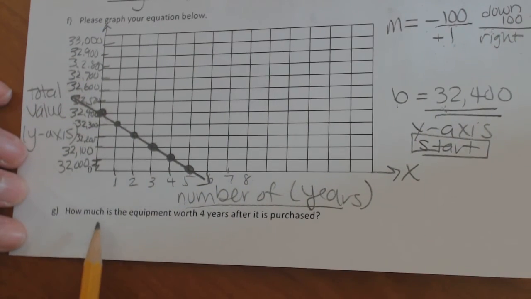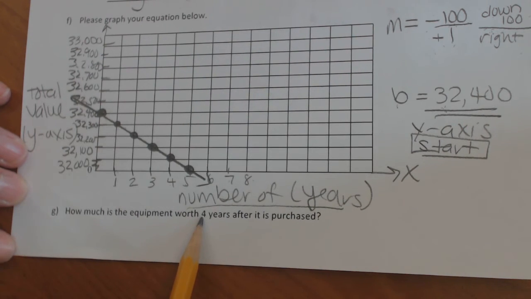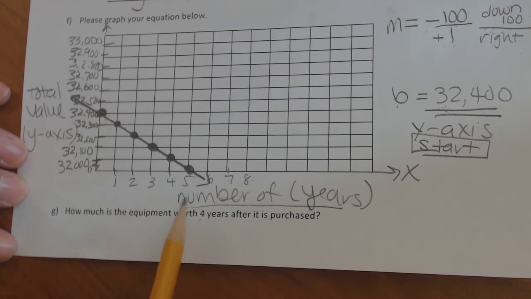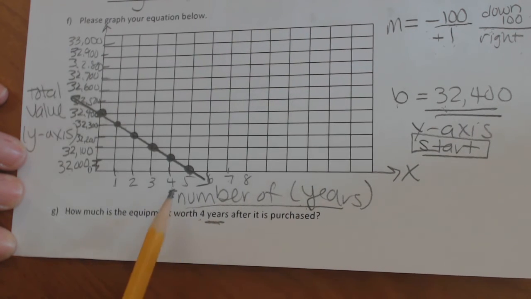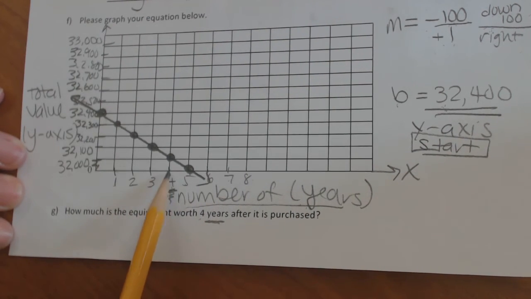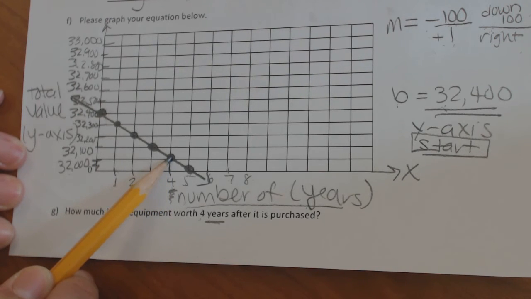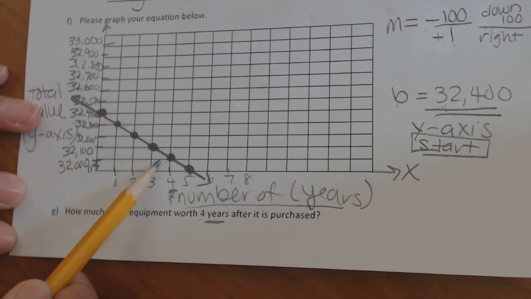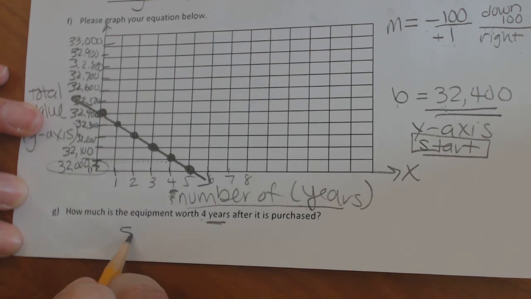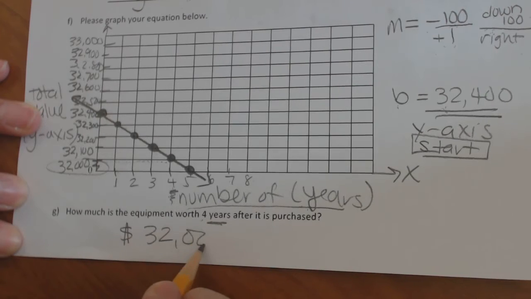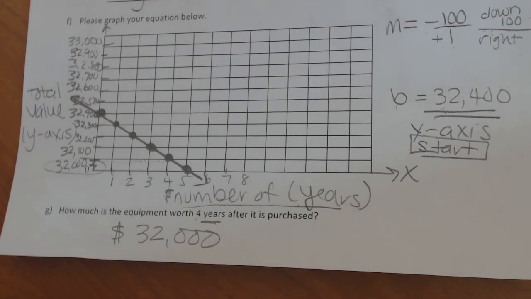How much is the equipment worth 4 years after it is purchased? This is a nice question because what we can do now is use our graph. We can go to 4 years. So let's go to 4 years, and let's go see how much it was worth. If we go up to the point that's on that line, let's just go over and see. Ooh, it's worth $32,000.